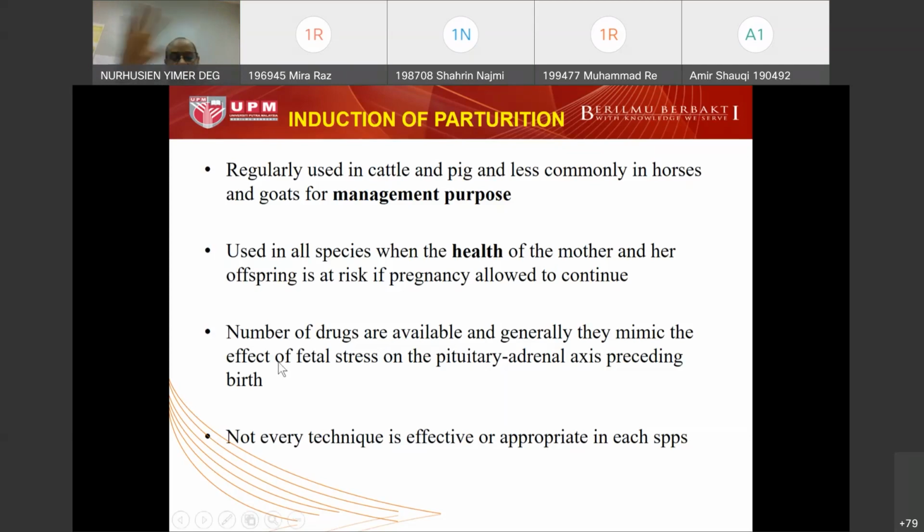And you know that generally we do have the neuroendocrine activity being involved during the parturition process, in addition to the mechanical factors that we have mentioned earlier. So our induction process using drugs will be mimicking those kinds of events happening during the normal physiological process of parturition.